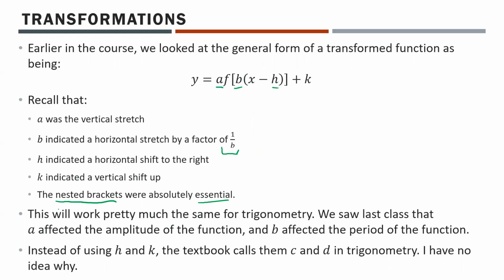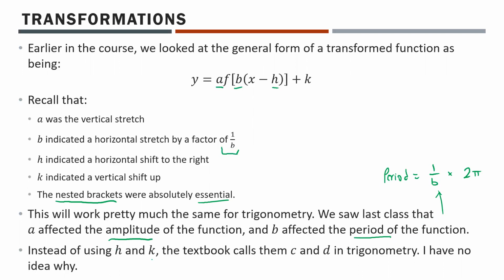We saw last class that a affected your amplitude, so in other words, how tall the function was, and b affected the period of the function in such that the period was equal to 1 over b, your horizontal stretch, times 2 pi if you were in radians. If you were in degrees, it'd be 360, same idea.